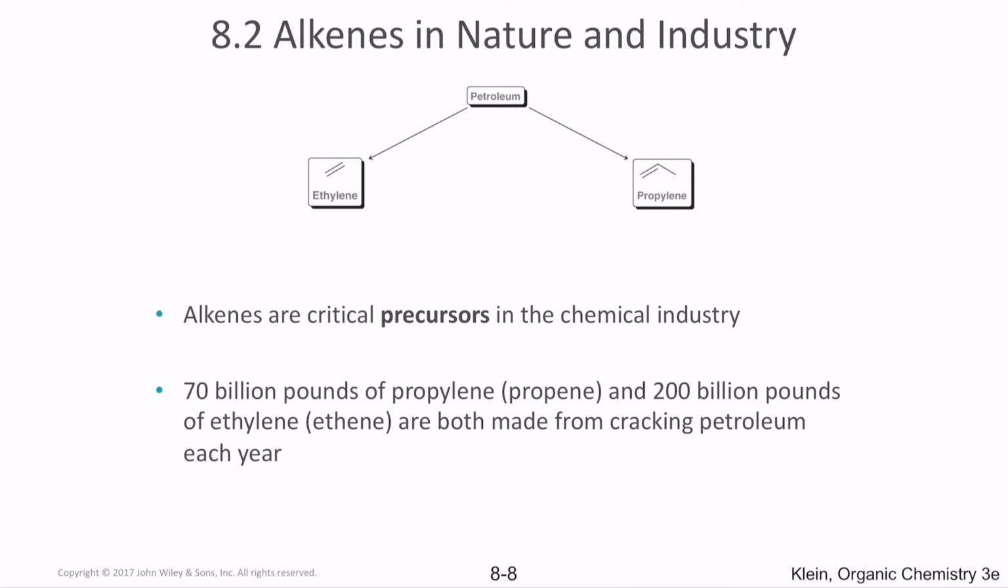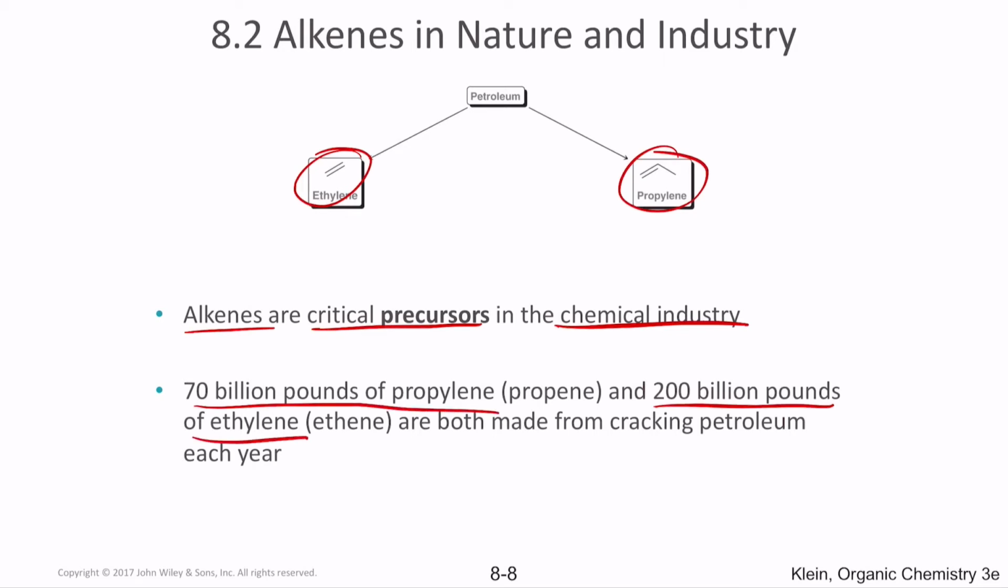Now, in terms of alkenes, where do you find them mostly? Alkenes are critical precursors in the chemical industry. Most commonly, you can find them from petroleum products, and 70 billion pounds of propylene and 200 billion pounds of ethylene are generally made from cracking petroleum each year.